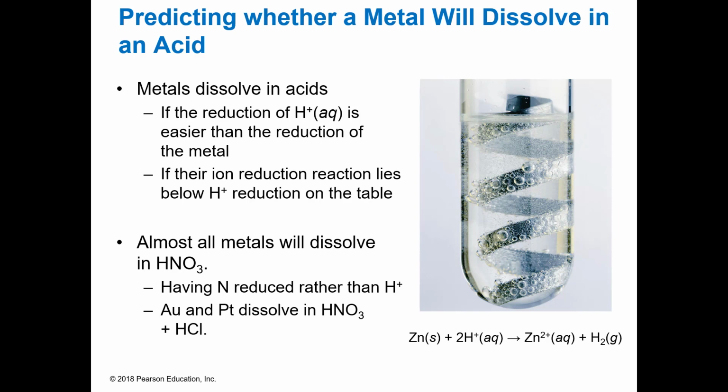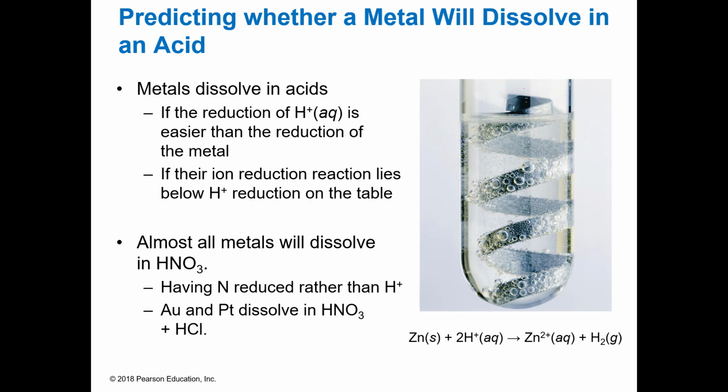So this first slide is a neat slide because a lot of you have had a lab where you added different acids to different metals like magnesium, zinc, and copper. So why does an acid cause a metal to dissolve? This slide says the reduction of the hydrogen ion, that is the component of acid, or the hydronium ion, is easier than the reduction of a metal.